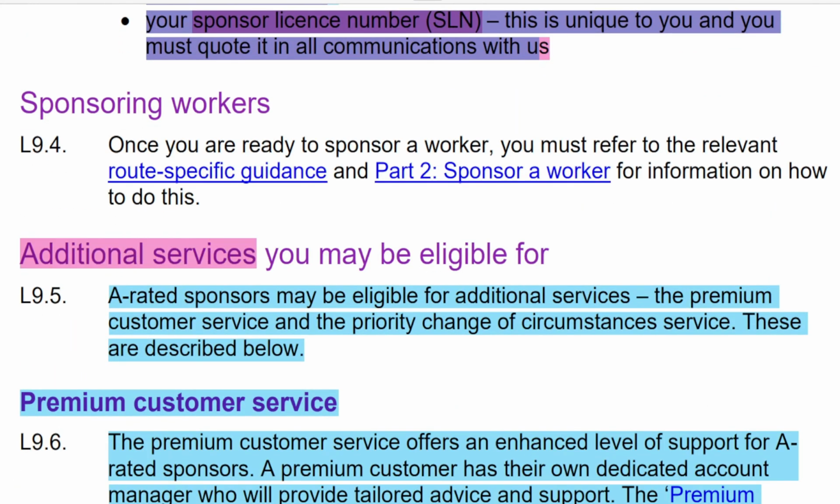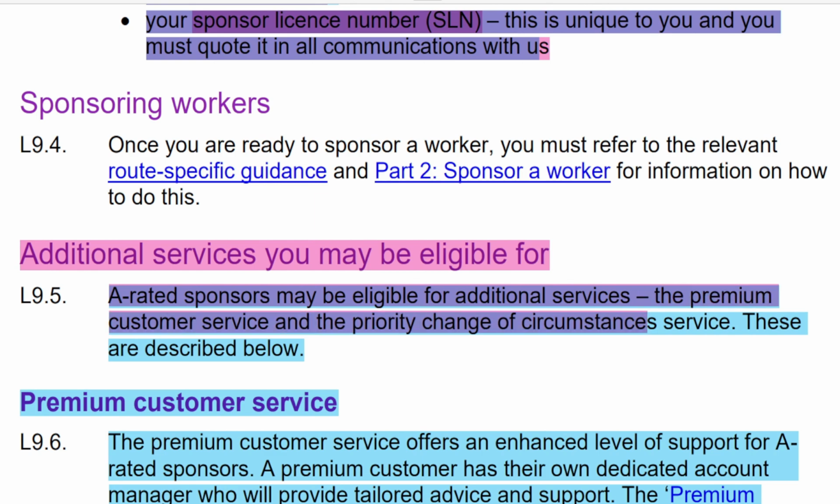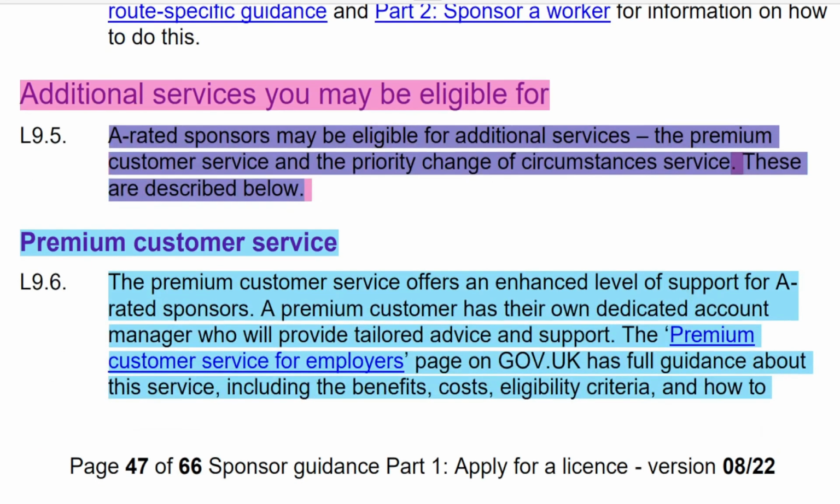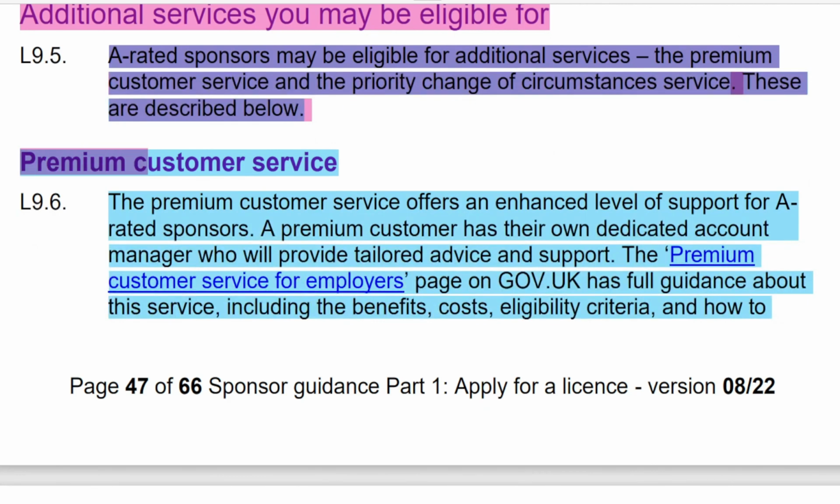Now let's discuss additional services you may be eligible for. A-rated sponsors may be eligible for additional services: the premium customer service and the priority change of circumstances service. These are described below. What is premium customer service? Premium customer service offers an enhanced level of support for A-rated sponsors.